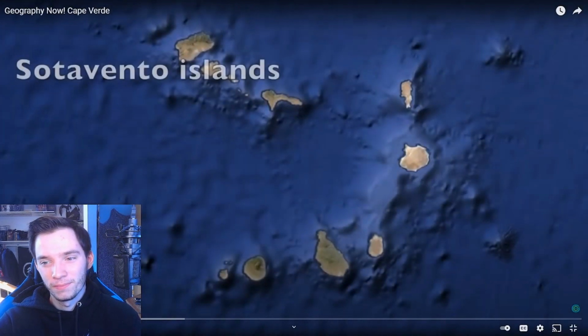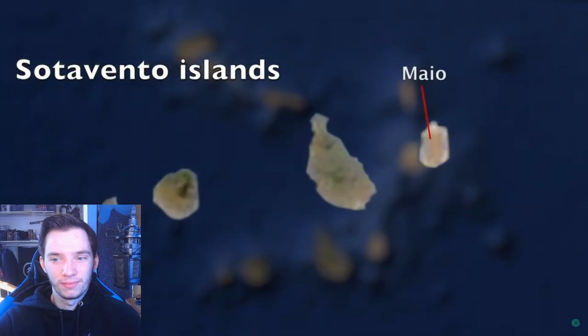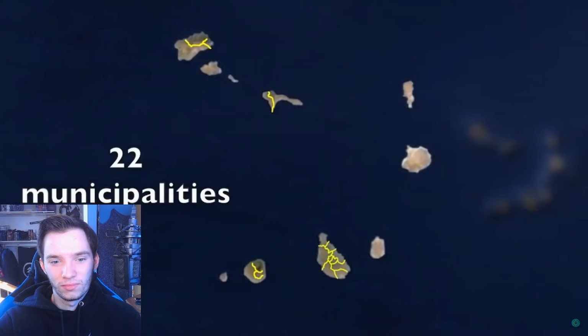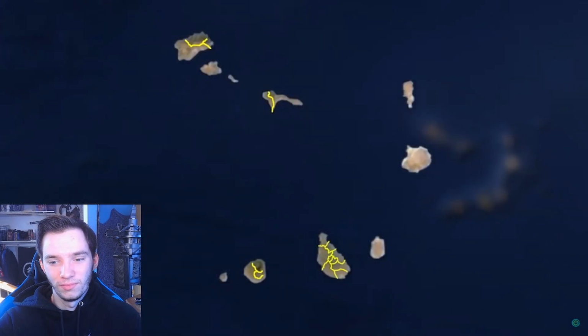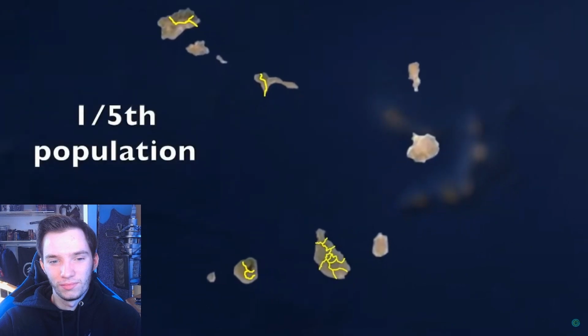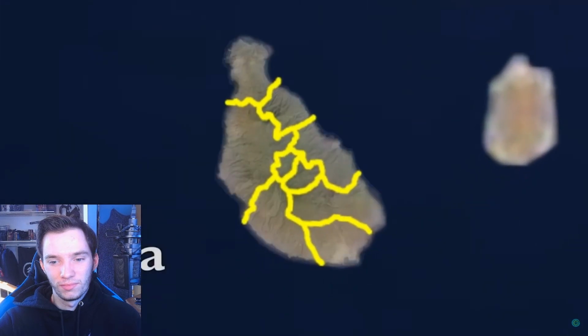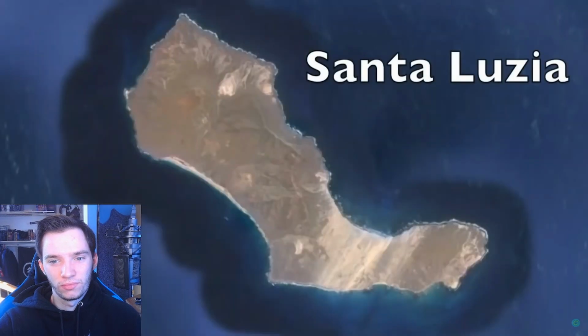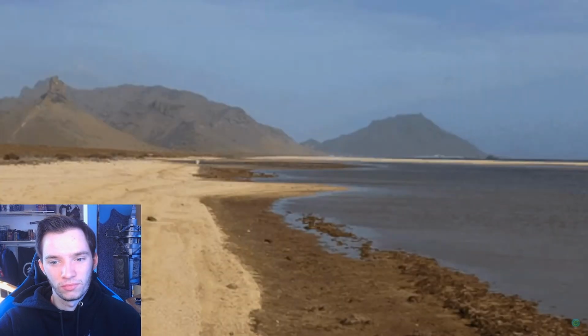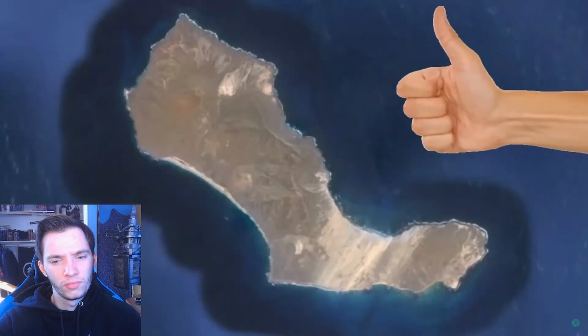As well as the lower Sotavento Islands: Mayo, Santiago, Fogo, and Brava. The islands are split up into 22 municipalities, only 4 islands have multiple municipalities, and home to about 1/5 of the entire country's population, the capital Praia is located on the lower and largest island, Santiago. Santiago in itself has about 40% of the population of the entire country, and the next most populous one is São Vicente. The least populated one being Santa Luzia, which has no permanent population, and it's home to a nature reserve, but is still considered one of the main islands.